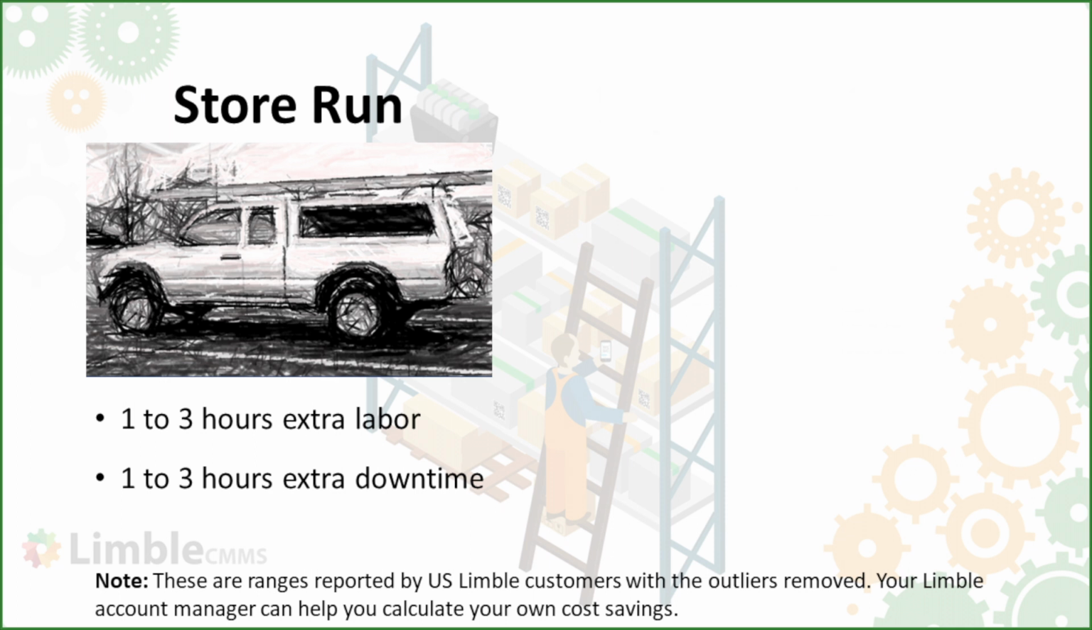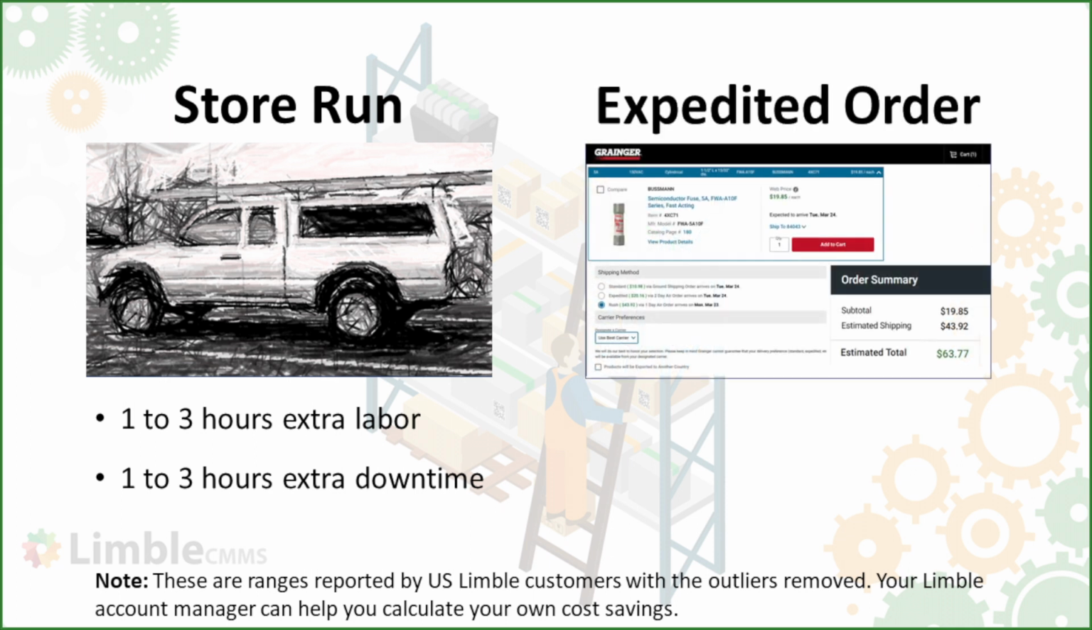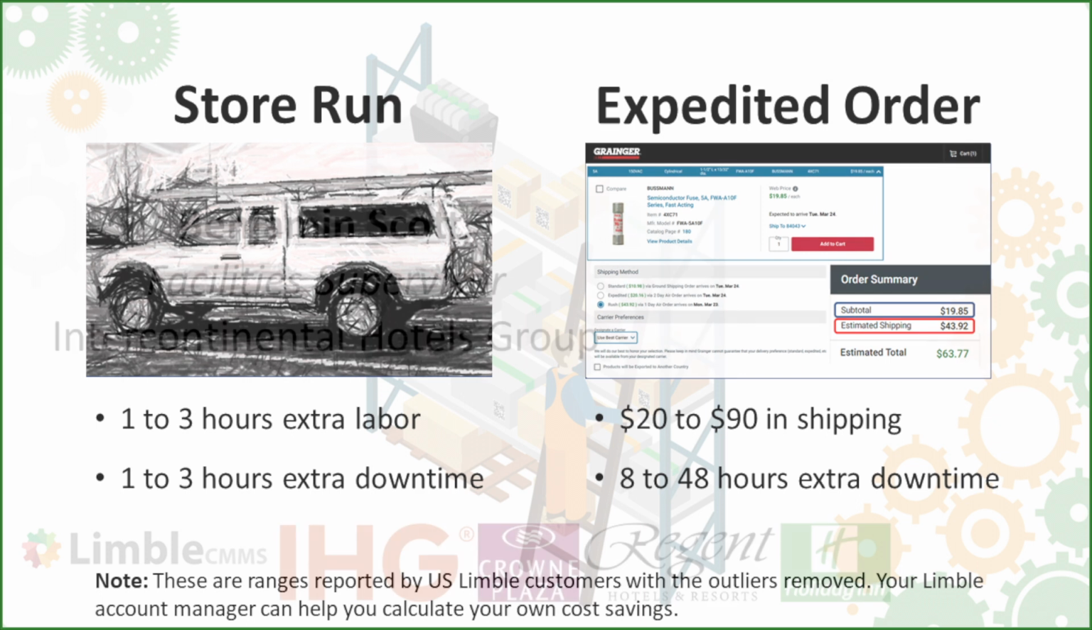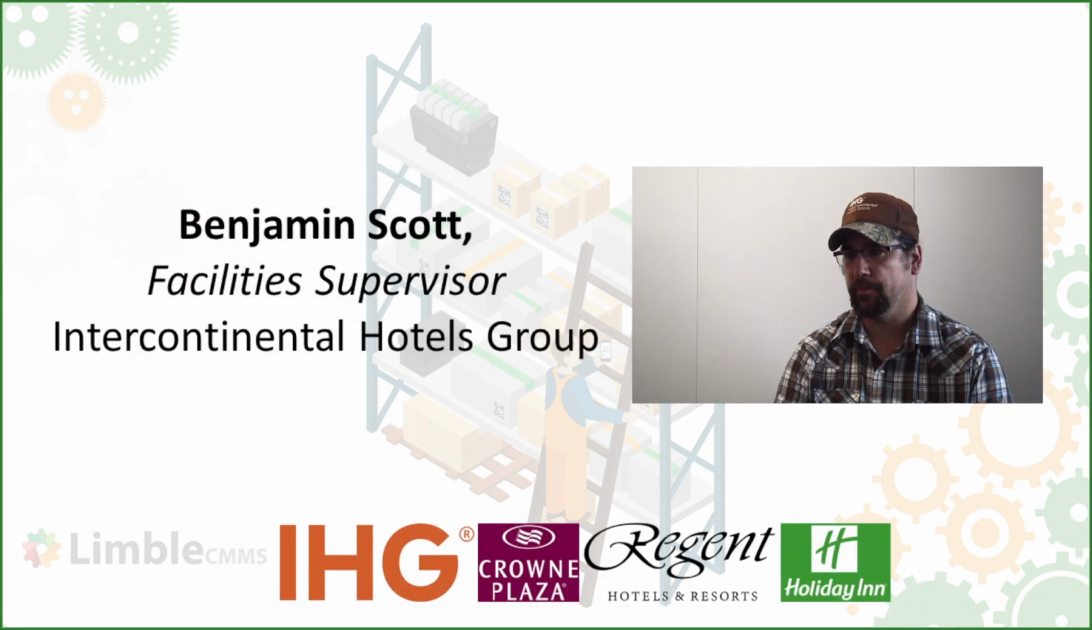The other scenario is you have to order the part online and pay expedited shipping fees. For example, for this $20 fuse, I'll have to spend an additional $40 for the standard overnight shipping. If production is being held back by this part, then the downtime impact can be huge. It is not uncommon for a manufacturer to lose more than $10,000 in productivity due to not having a part on hand. Limble can prevent either of these two scenarios, but you don't just have to take my word for it. Here you can hear it directly from one of our customers.